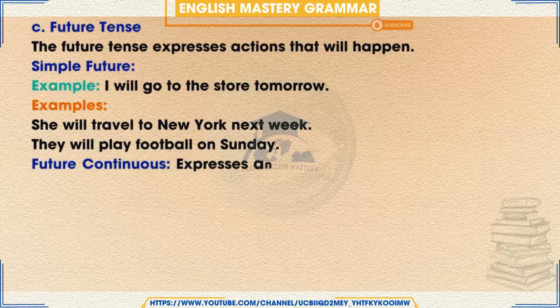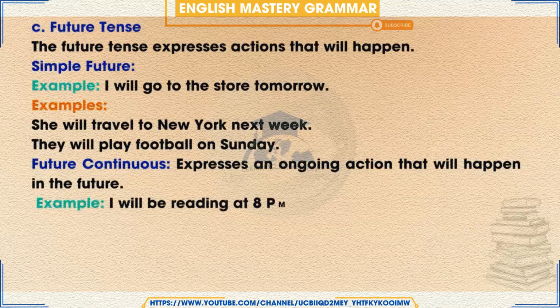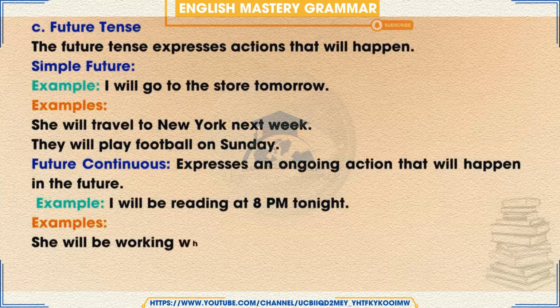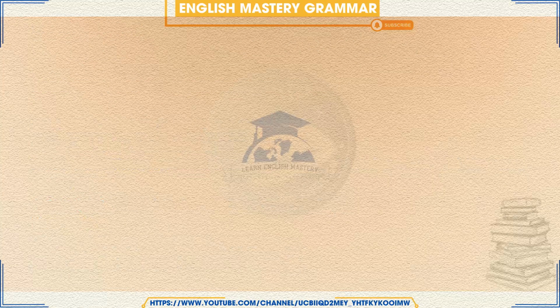Future continuous expresses an ongoing action that will happen in the future. Example: I will be reading at 8 p.m. tonight. Examples: she will be working when you arrive. They will be playing football at 4 p.m.